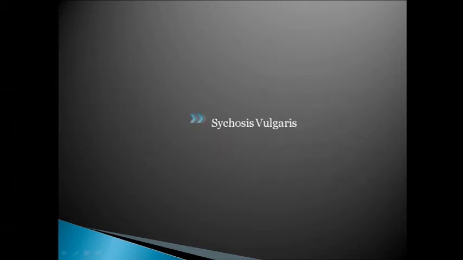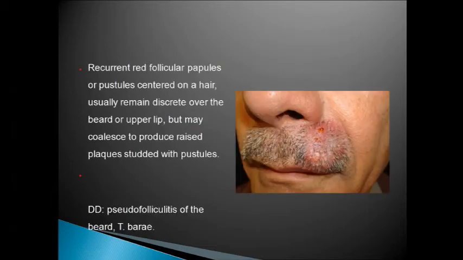Now the second condition is sycosis vulgaris. Sycosis vulgaris, or sycosis barbae, is so called because it simulates tinea sycosis, or fungal infection of the hair. Okay, so fungal infection of the hair is known as sycosis. It looks like a fungal infection of the moustache, but it is not. Recurrent red follicular papules are present over the hair, producing crusting, plaques, pustules and multiple discharging lesions, giving rise to what we can say looks like a fungal infection of the hair or the moustache.